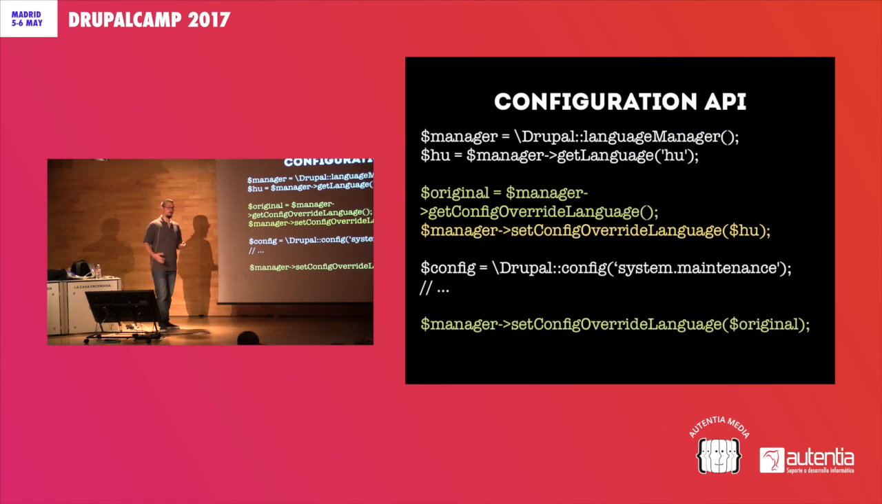But maybe you want to get the configuration in a given language. So for that, we need the language manager, and there we can call the get config override language. This will get the current language that you are seeing, so you can save that. And then you can call set config override language with a proper language object. And after doing that, any configuration you load will be in that language. So you can call Drupal config system maintenance. This will give you the system maintenance object in Hungarian, no matter the language of the visitor. You can perform any operations on it. So maybe you are sending these emails we talked about before. And after you are done, you should set the config override to the original language you had.